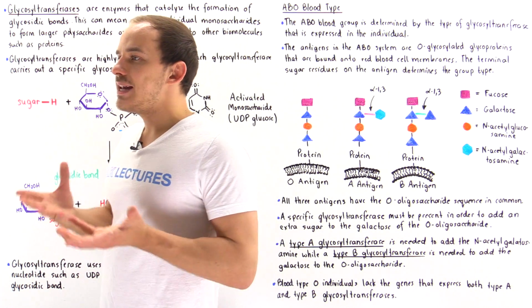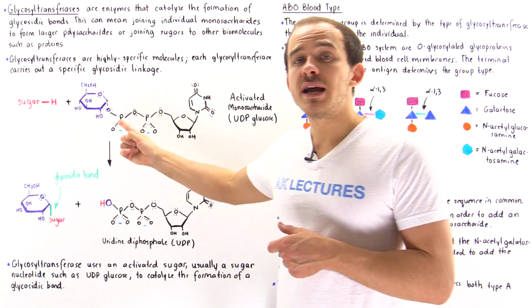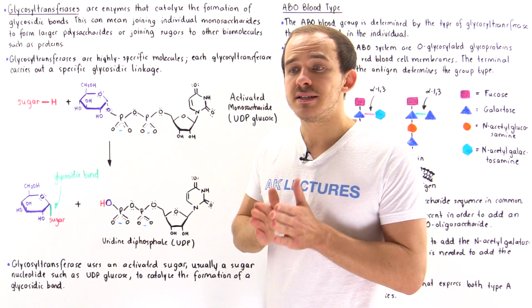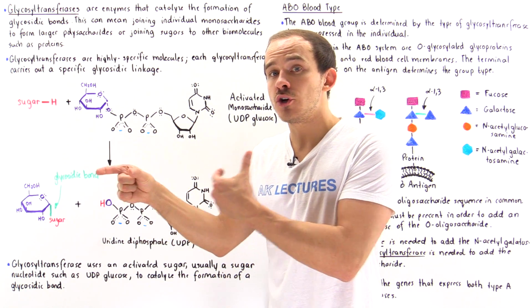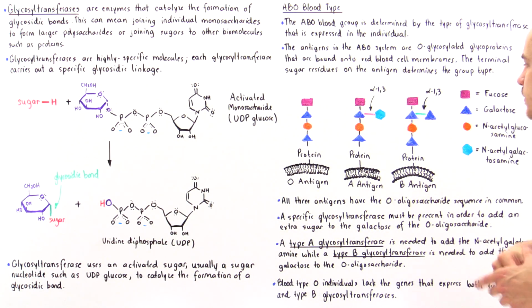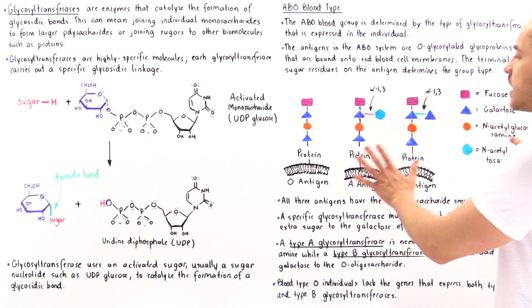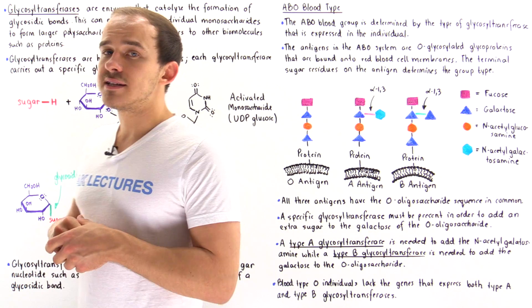Now, just like any other group of enzymes, glycosyltransferases are highly specific molecules. They basically catalyze specific sugar reactions. They use specific sugars to form glycosidic bonds. So what exactly does that mean? Well, to demonstrate what that means, let's take a look at the ABO blood type that exists inside our body.